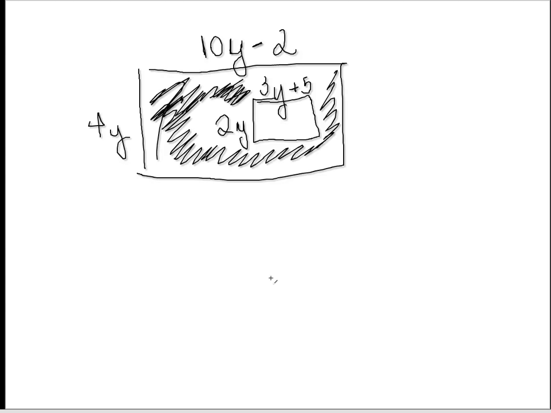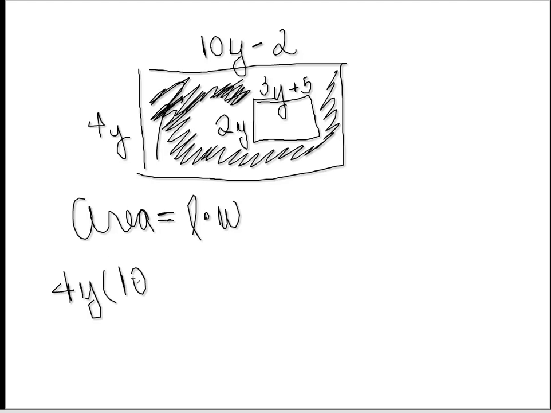To do that, the area is equal to length times width. So I'm just going to abbreviate it. Length times width. So I'm going to take 4y and I'm going to multiply it with 10y minus 2.